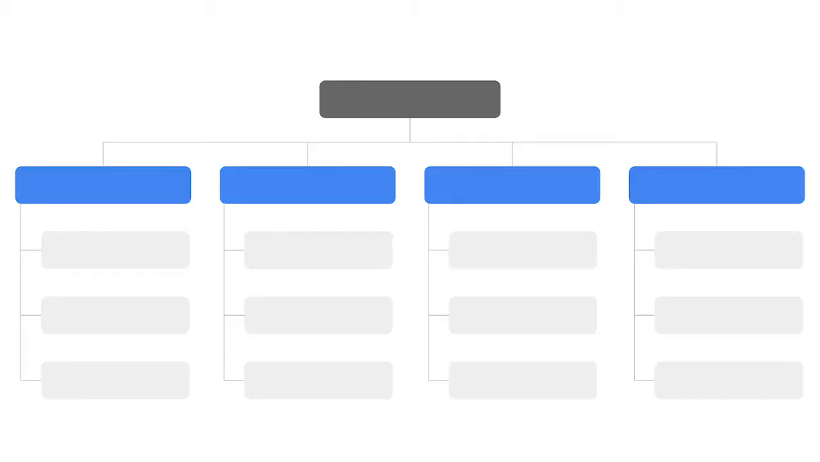Here's an example of how a sitemap might come to life. Notice how it's a bunch of lines and rectangles. The rectangle at the top might represent the home page because it's the page you want users to start on when they enter your website.